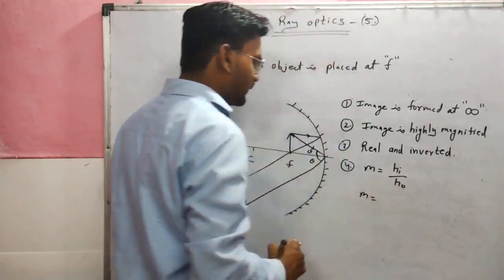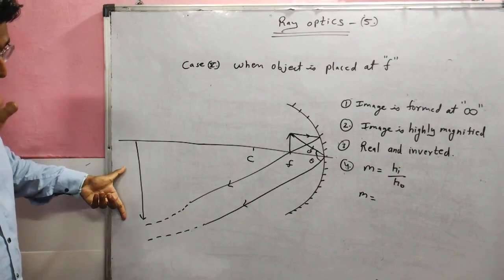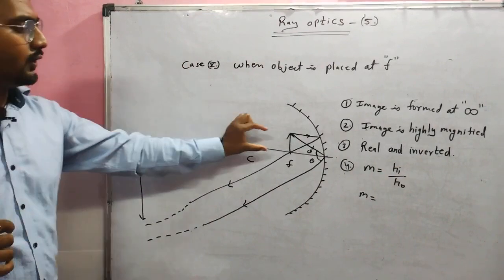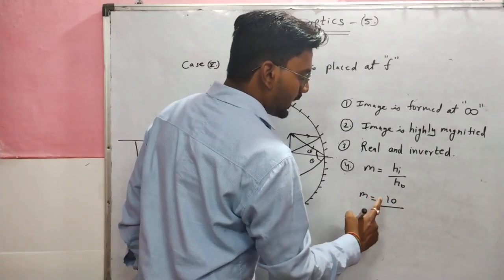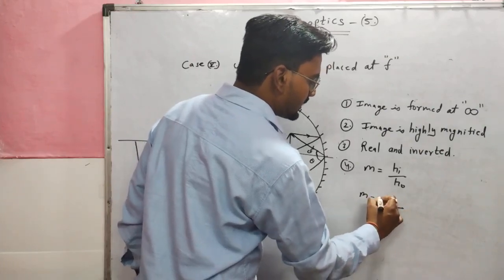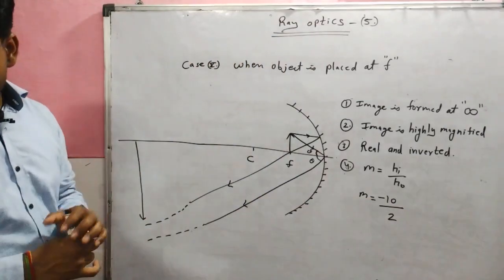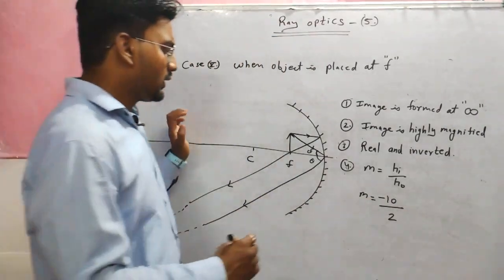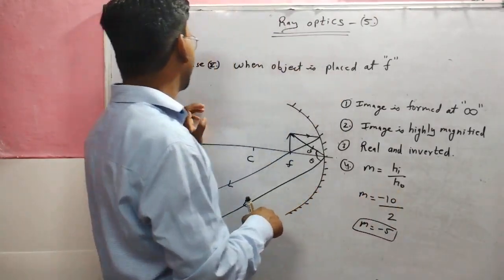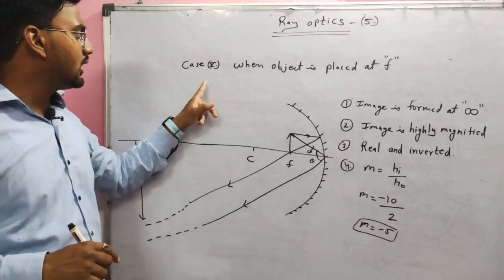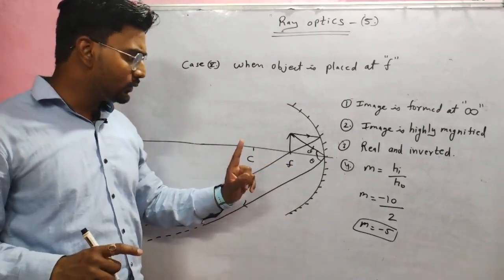And magnification, height of image, we see that the height of image is much larger than height of object. Suppose the height of object is 2 and height of image is 10, and again we put the negative sign here. So we put magnification -5. So in the last case also the magnification is negative, when we put the object between C and F, then also magnification is negative.